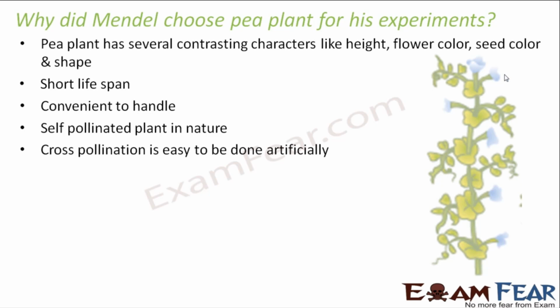So we can see that in the pea plant, he had many contrasting characters to play with in the experiments, and a short lifespan. Self-pollination was possible naturally, and cross-pollination was possible artificially, and that too very easily. So both self-pollination and cross-pollination were possible with the pea plant. Because of all these advantages, Mendel chose it for his experiments. So with this, I'll end my discussion on the topic heredity.